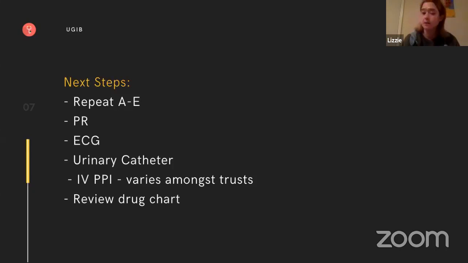And then remember to have a look at your drug chart. Are they on any antihypertensives or beta blockers that may be giving me a false reading from the observations I'm getting? Are they on any blood thinners? Are they on NSAIDs or steroids that might be causing this GI bleed?